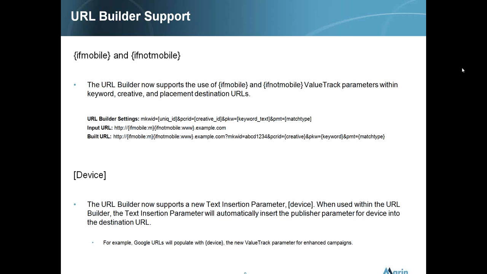Many of the other parameters you'll be able to see under URL Builder as well are things like if search, if not search, which is a distribution insertion parameter. So this is a new text insertion parameter that we've made available with the enhanced campaigns updates that we need to make for your URLs in order to provide device-specific reporting.